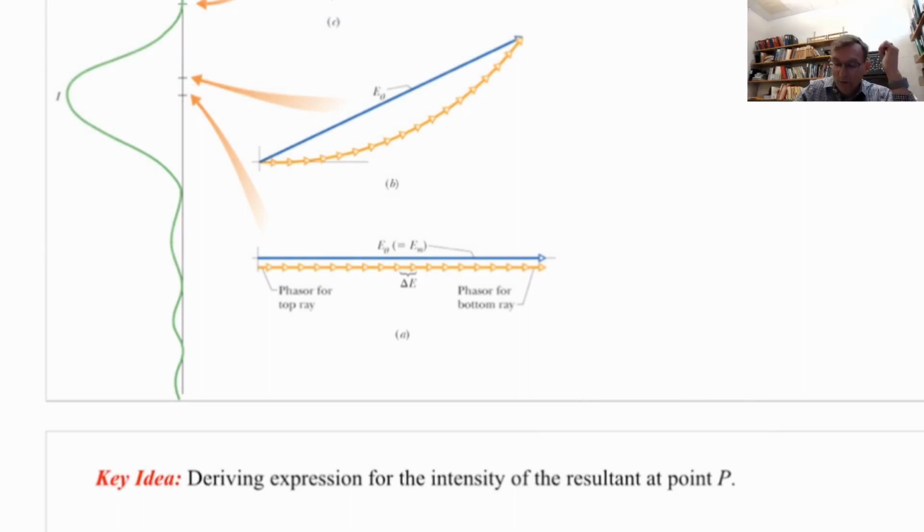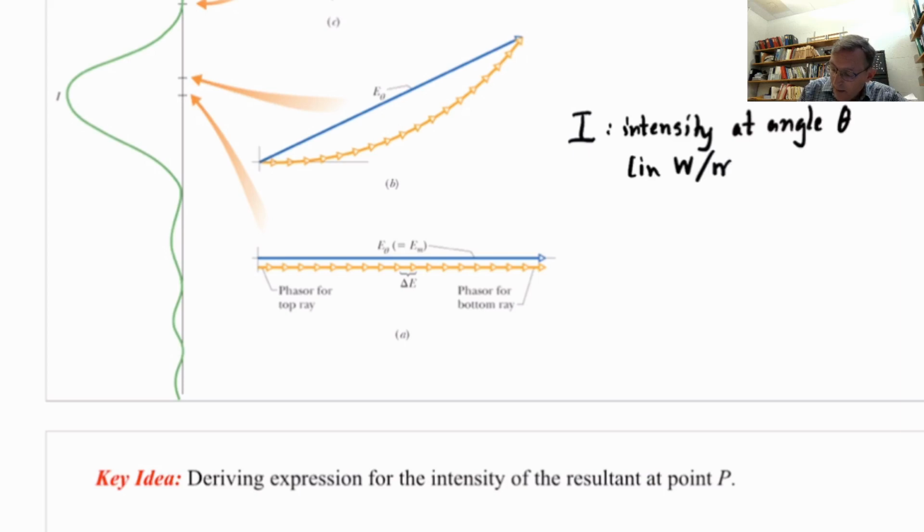So now there's one more thing I want to do. I want to work out a formula for the intensity. I is the symbol we will use. We use that in chapter 35. The intensity of the light in the diffraction pattern at angle theta would be in the units of watt per meter squared.